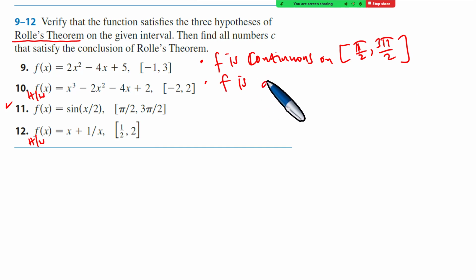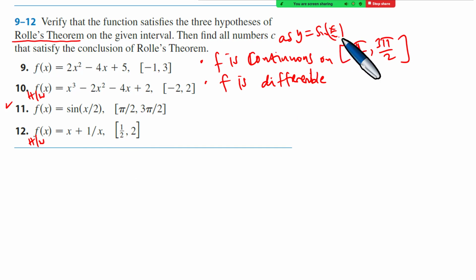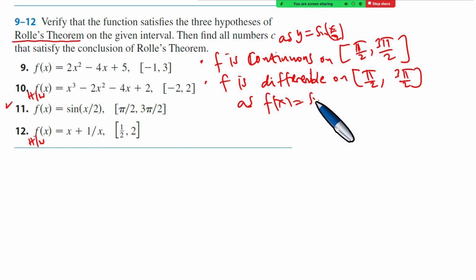Differentiability. f is differentiable. Why? f is continuous as y equals the sine of x over 2 is a continuous function. This one is differentiable on the interval from pi over 2 radians to 3 pi over 2 radians, because the derivatives exist. f of x equals the sine of x over 2 is differentiable because if you find the derivative of sine, it's cosine. The derivative of cosine is minus sine, etc. So it's differentiable on the open interval. It must be open for differentiability.